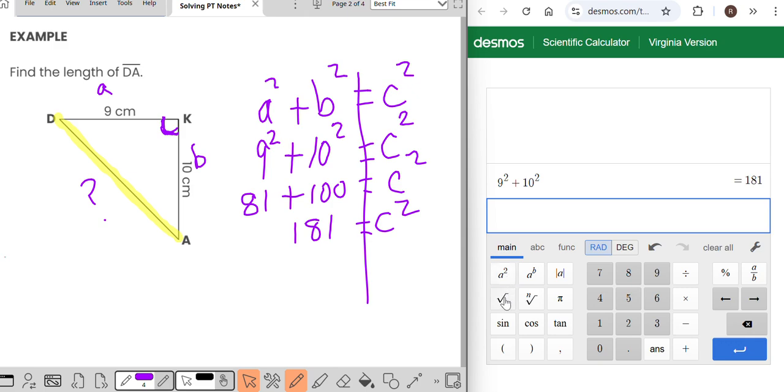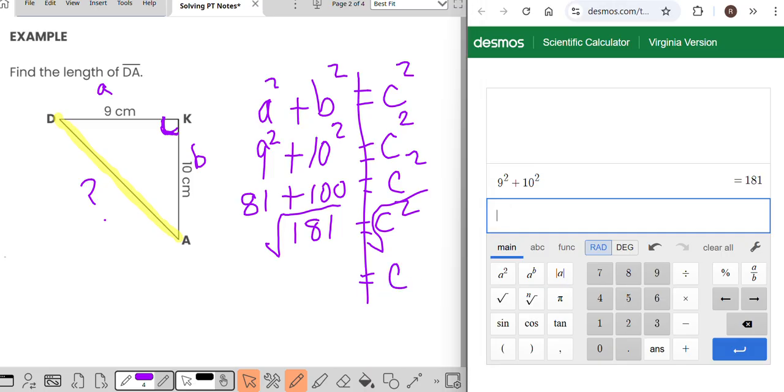Now see that square? Its opposite or its inverse operation is a square root. So if you have a square, you can get rid of the square by taking the square root, by doing the opposite. So that's what we're going to have to do here. We're going to take the square root of 181 and take the square root of C squared so that we get C.